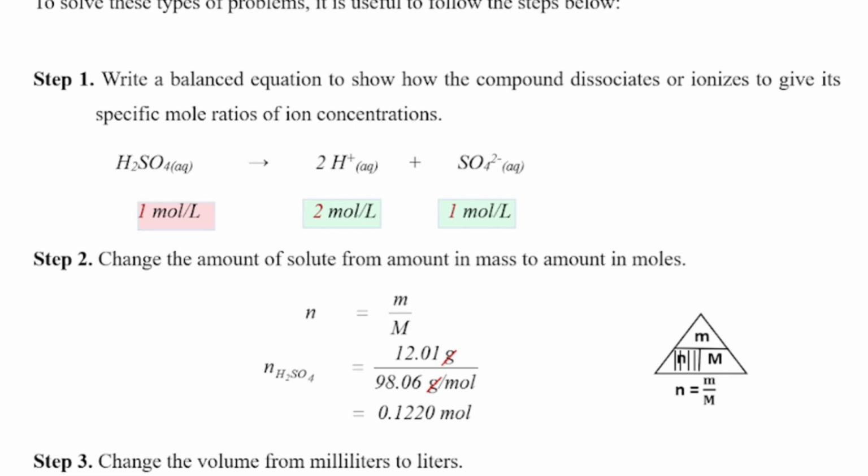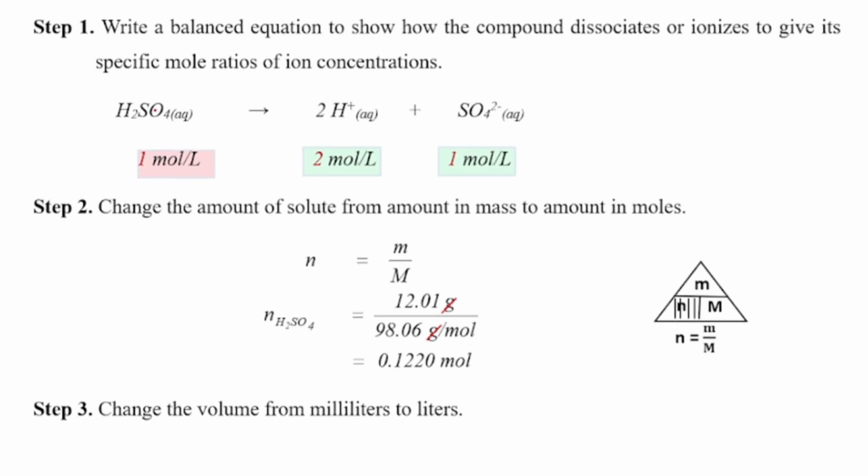Okay, this is your parent molecule. Your parent molecule has that color. When it ionizes, it produces 2 ions, these ones and these ones here. So every 1 mole of sulfuric acid produces 2 moles of hydrogen ions and 1 mole of sulfate ions. That is a mole ratio.